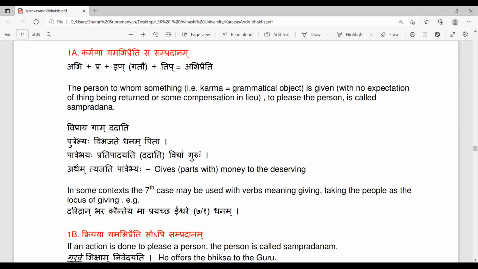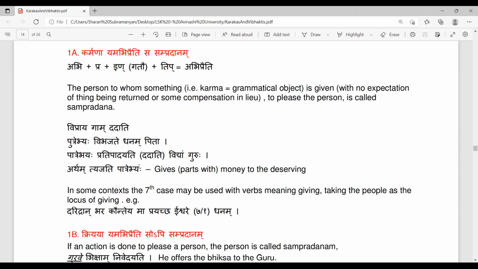Guru who? Dadati. What dadati? What pratipadayati? Vidya. For whom? Patrebhyaha. To the qualified. So to the patra, they are the recipient of the karma vidya. So patra is the one which connects the dana kriya done by the guru with the karma vidya. Therefore patra gets the sanya sampradana and therefore chaturthi vibhakti. Understand?